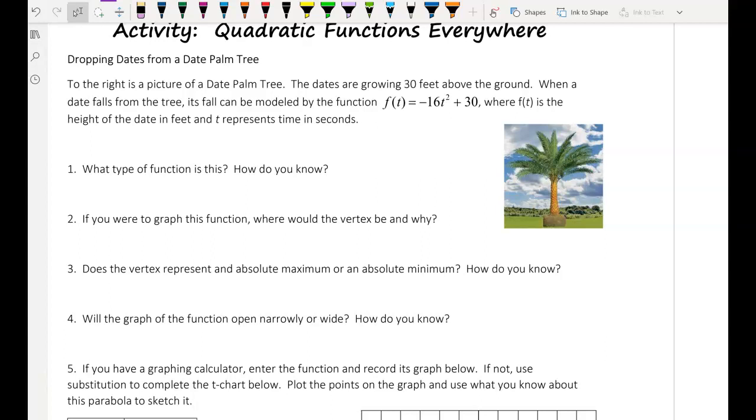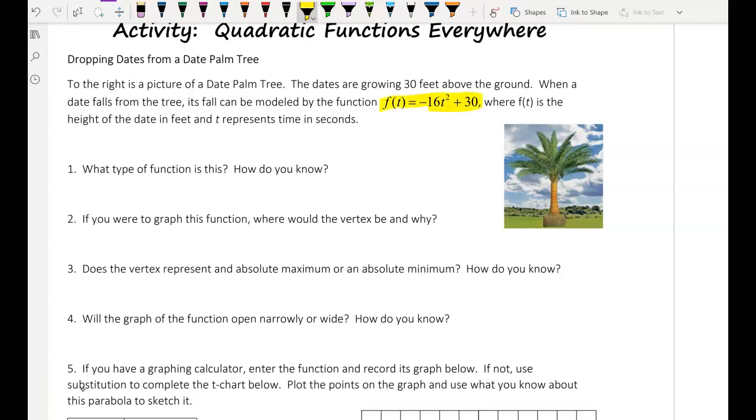What type of function is this, and how do you know? If you were to graph this function, where would the vertex be and why? Does the vertex represent an absolute maximum or an absolute minimum? How do you know? And will the graph of the function open narrowly or wide? How do you know? Okay, so again, these are the questions we're going to be looking at.